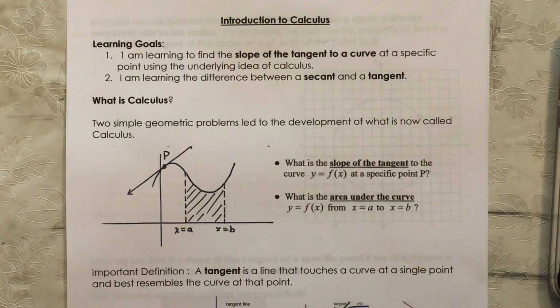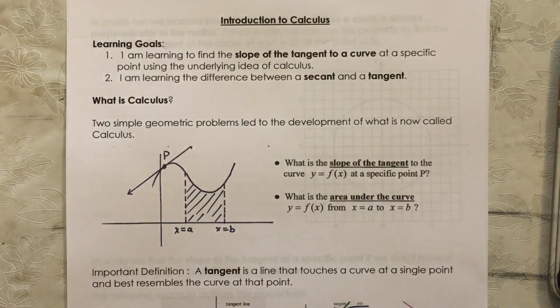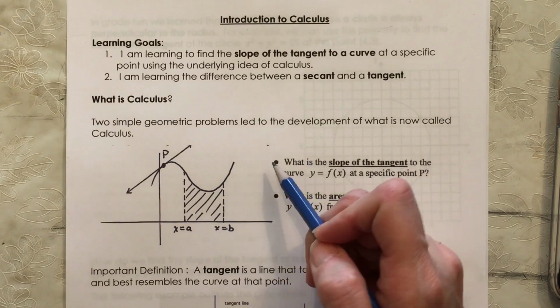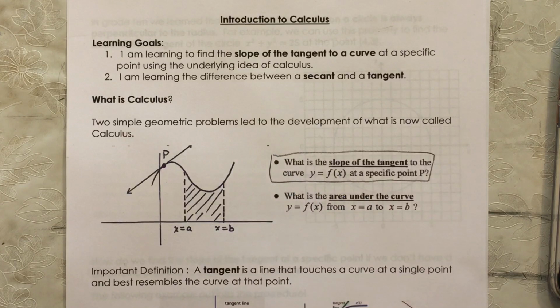differential calculus. And the second goal is learning the difference between a secant and a tangent, which is straightforward. So what is calculus? Two simple geometric problems led to the development of what is now called calculus. One of those problems, and the one that we're going to focus on in this course, is: what is the slope of the tangent to the curve y equals f of x at a specific point P?